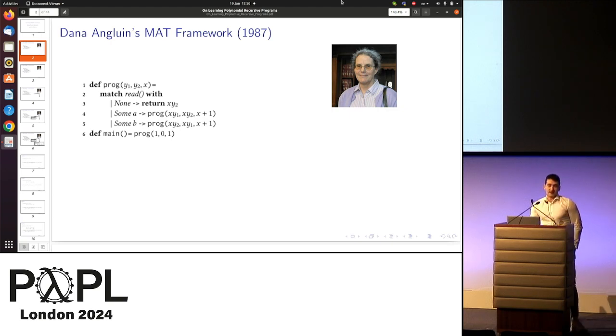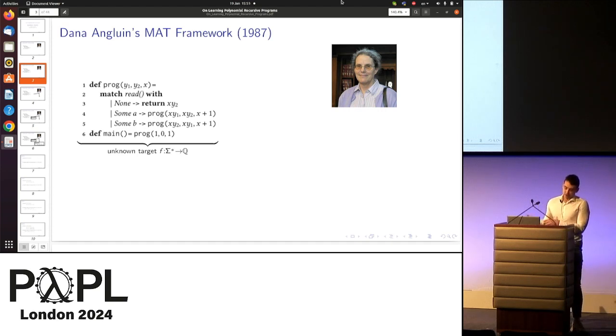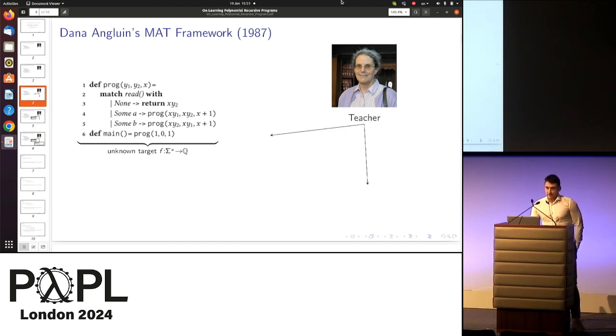Let's say that we have a program like the one you can see on the left, and we don't know the content. Imagine it's a black box, and I will call it an unknown target, which maps strings to rational numbers. We would like to find out what is in the black box, and we have access to a teacher, which basically consists of two oracles.